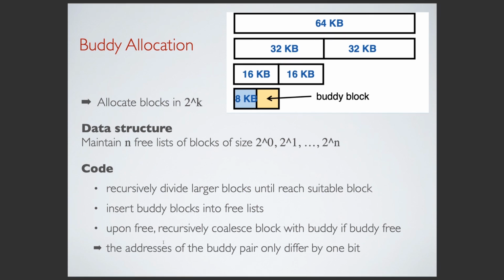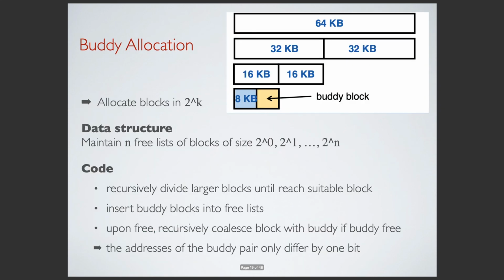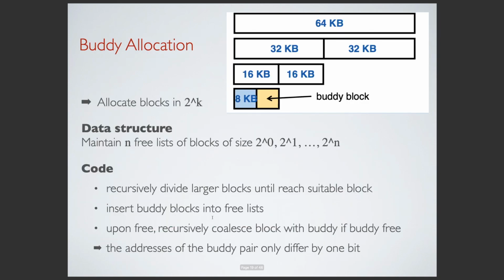Why is this nice? First of all, it's very easy to find a block, because you have a list for each size, so you can directly allocate. It's basically O(1). You take the head and boom. If you don't have any, fine, you divide, but that's in log n. So in terms of complexity, it's not very complex.